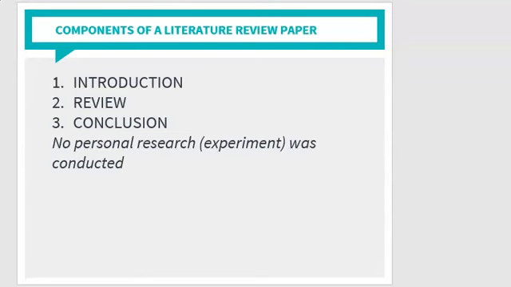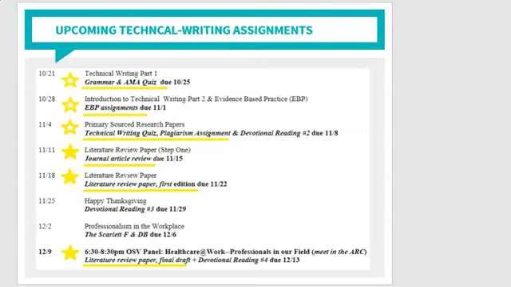In a literature review paper, there's no experiment taking place, there's no personal research taking place. You're simply summarizing data from other people's experiments and other people's research.